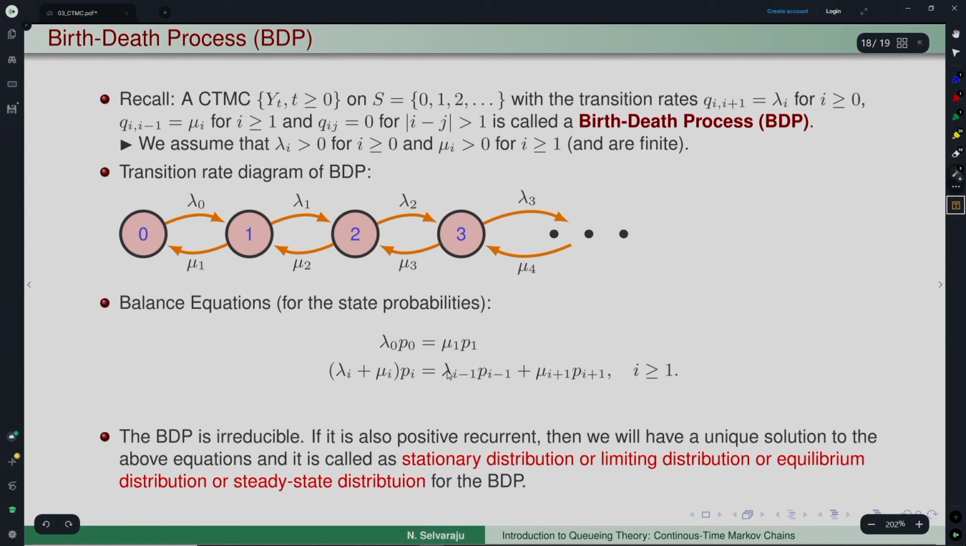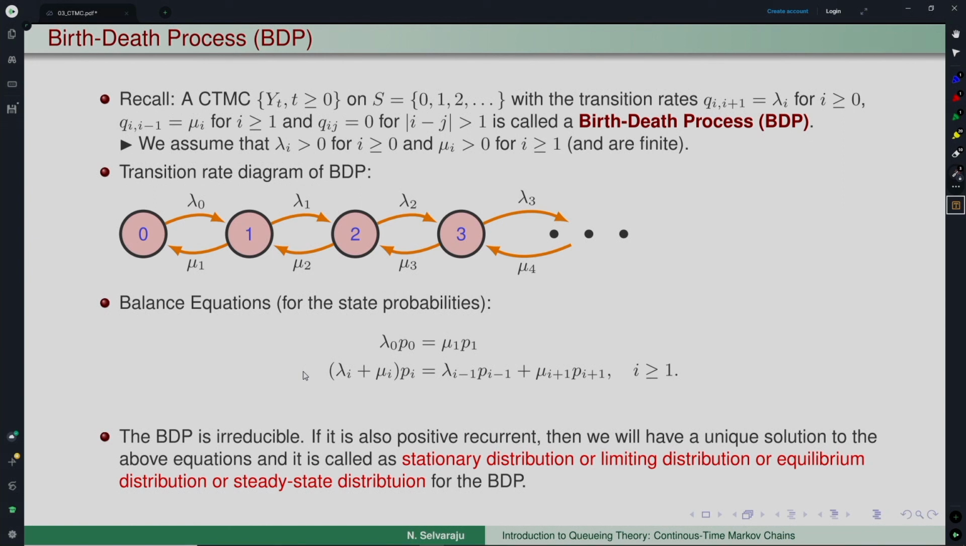So, this is the flow balance equation. Now, you can also obtain this, you have the Q already, and then you can look at PQ equal to 0, which will give you this, or from this diagram you can immediately write down the flow balance equations, which must be satisfied in equilibrium.